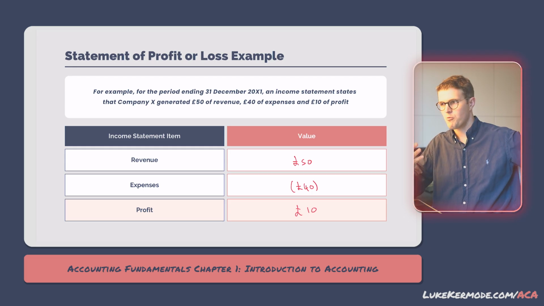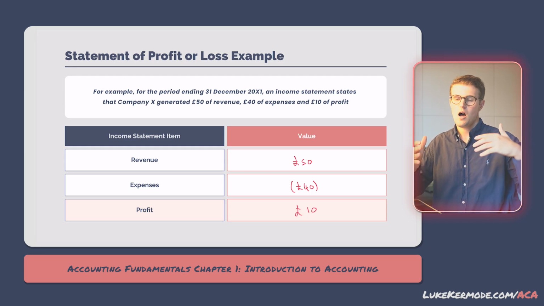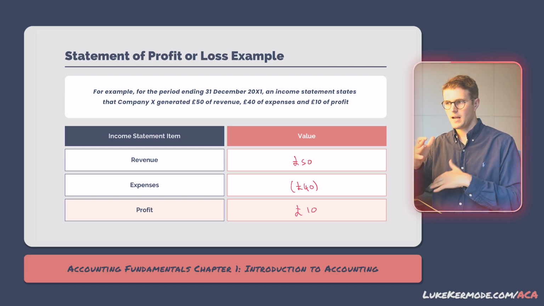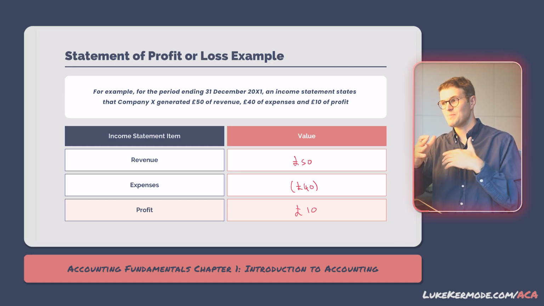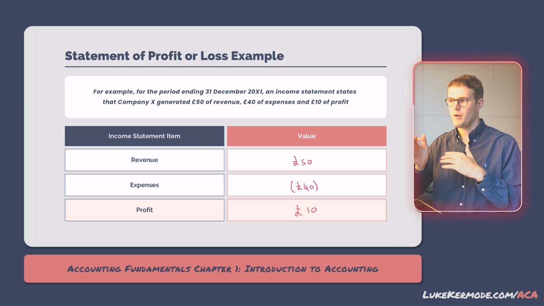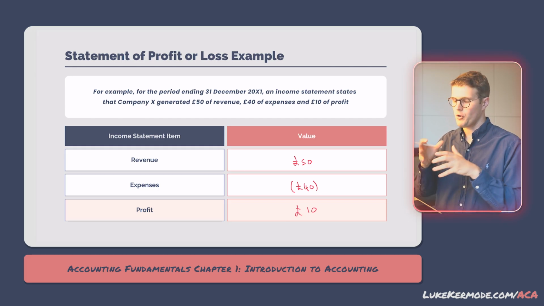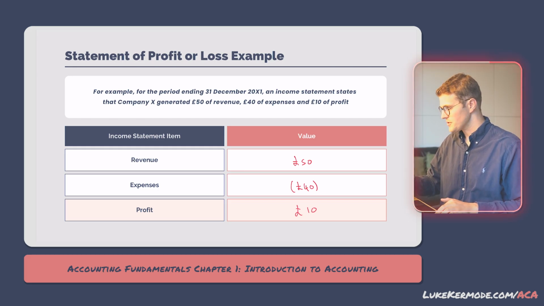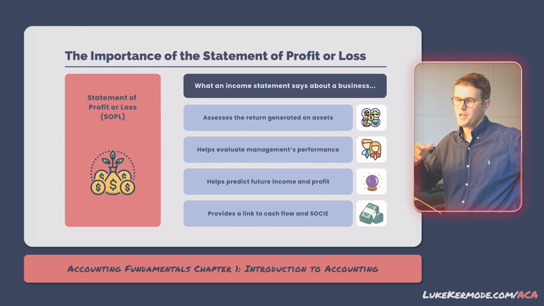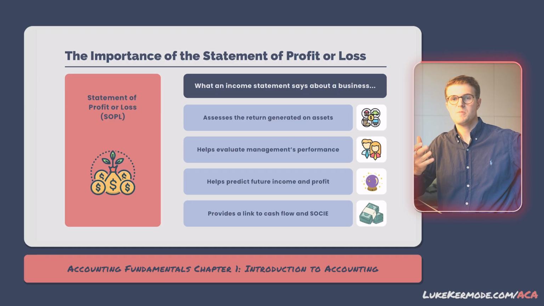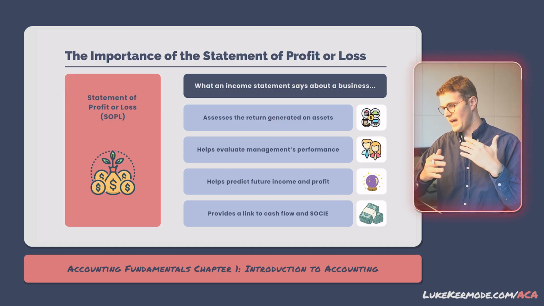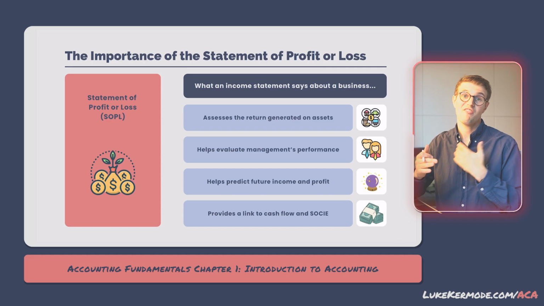The profit figure represents the money the business has earned after covering all of its running costs. The income statement provides a clear picture of how well a business has performed financially over a specific time period, showing whether it's made a profit, broken even, or suffered a loss. The statement of profit or loss is more than just a summary of income and expenses. It's one of the most important tools for understanding how well a business is performing financially.